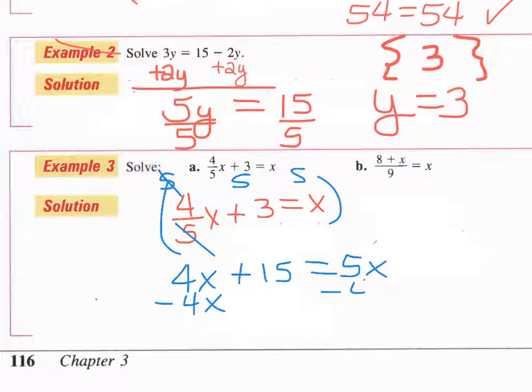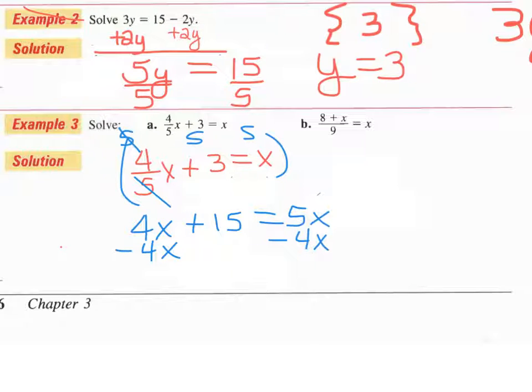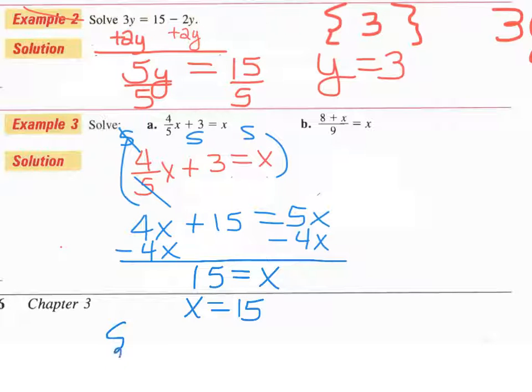Now I know in the book they're solving it a different method, but it makes it a lot easier if you get rid of the fractions right from the beginning. So then now I get 15 equals x. I'll flip it around, make it easier to read, and I get x equals 15. So the solution is 15.